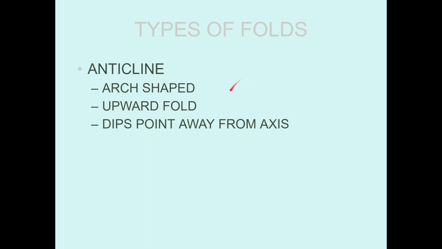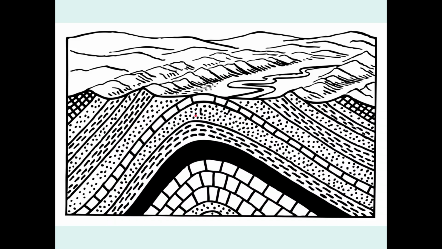And the limbs, what we call the limbs on the sides, they will dip away from the middle, or dip away from the axis. So here's an anticline, and the limbs on the side, they are dipping away from the middle, from the hinge, from the axis. See that? See how these things are dipping away? If these were like a slide and I sat on here, I'd slide away.